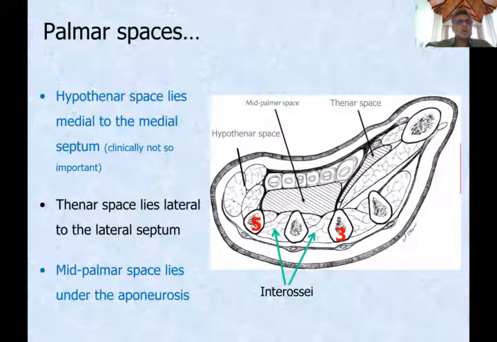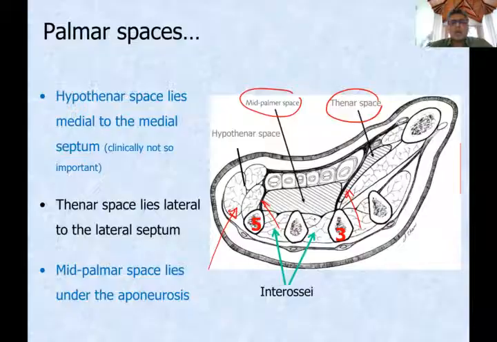Now, this hypothenar space, which is this one, which actually contains the hypothenar muscles and all, that space is clinically not very important. So you are not questioned on the hypothenar space very much when it comes to infections and all. Then the thenar space, which lies lateral to the lateral septum here, this is the medial septum, the thenar space is important, and the mid-palmar space is also important.